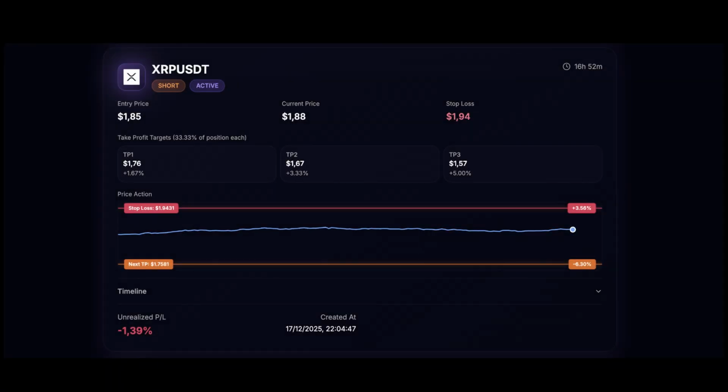Every trade includes a predefined stop loss. The stop loss represents the maximum loss the algorithm is willing to accept. If the price reaches this level, the trade is closed automatically to protect capital.